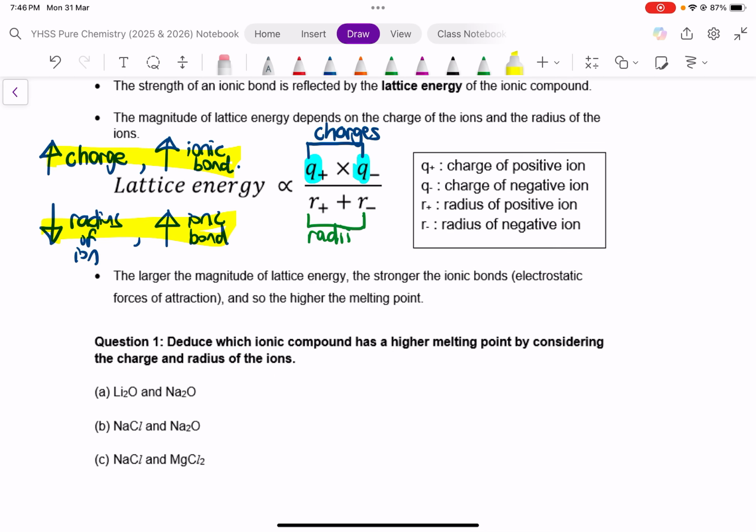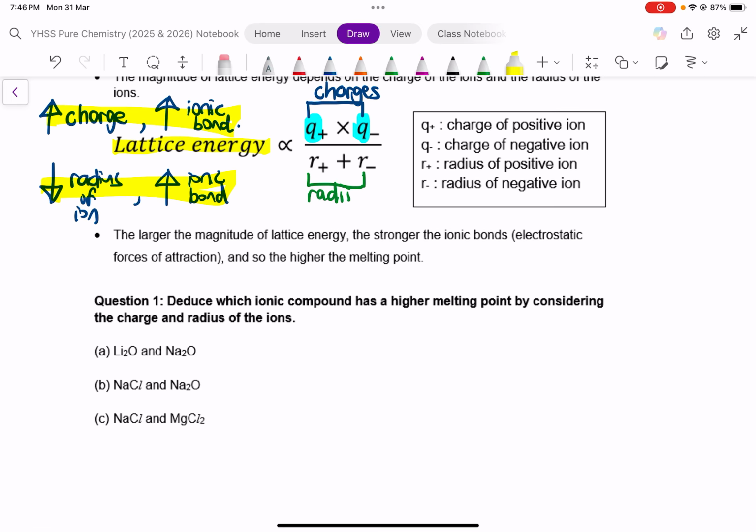Alright, this is encapsulated in this equation shown on your notes. This equation tells you the lattice energy. The magnitude of the lattice energy tells you the strength of the electrostatic force of attraction or ionic bond. So now we can do question 1.